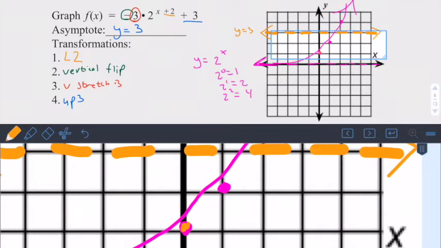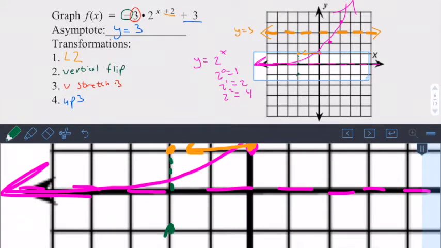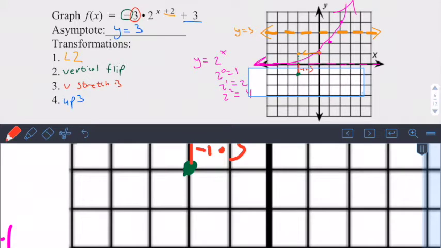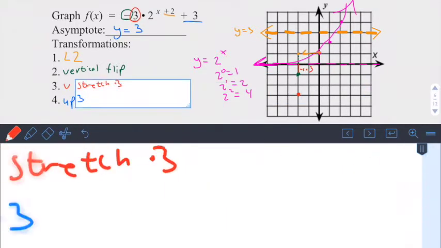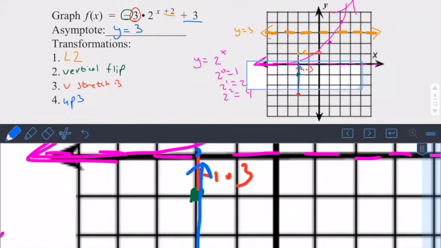So I'm going to start with this one and go left 2. Then I'm going to vertically flip. Well, it's 1 away, so I'm going to flip it down to negative 1. Then a vertical stretch by 3, so this is 1 away at negative 1, times 3. So I'm going to go down to negative 3. That's the one everybody struggles with. Remember, it's times 3. And then I'm going to move it up 3. So this blue point is my final point.